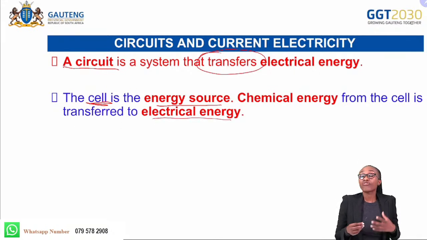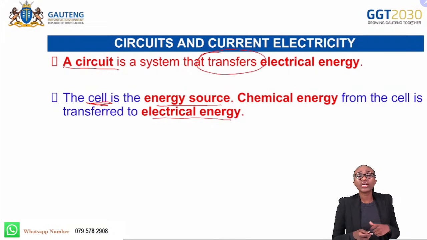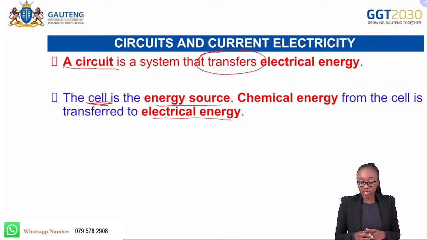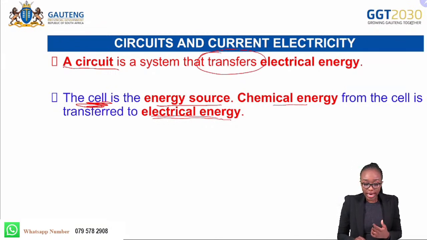If you remember from the 7th grade, we learned about the different types of potential energy. We had gravitational potential energy, chemical potential energy, and elastic potential energy. So a cell is a nice example of chemical energy. The chemical energy within the cell is transferred to electrical energy.